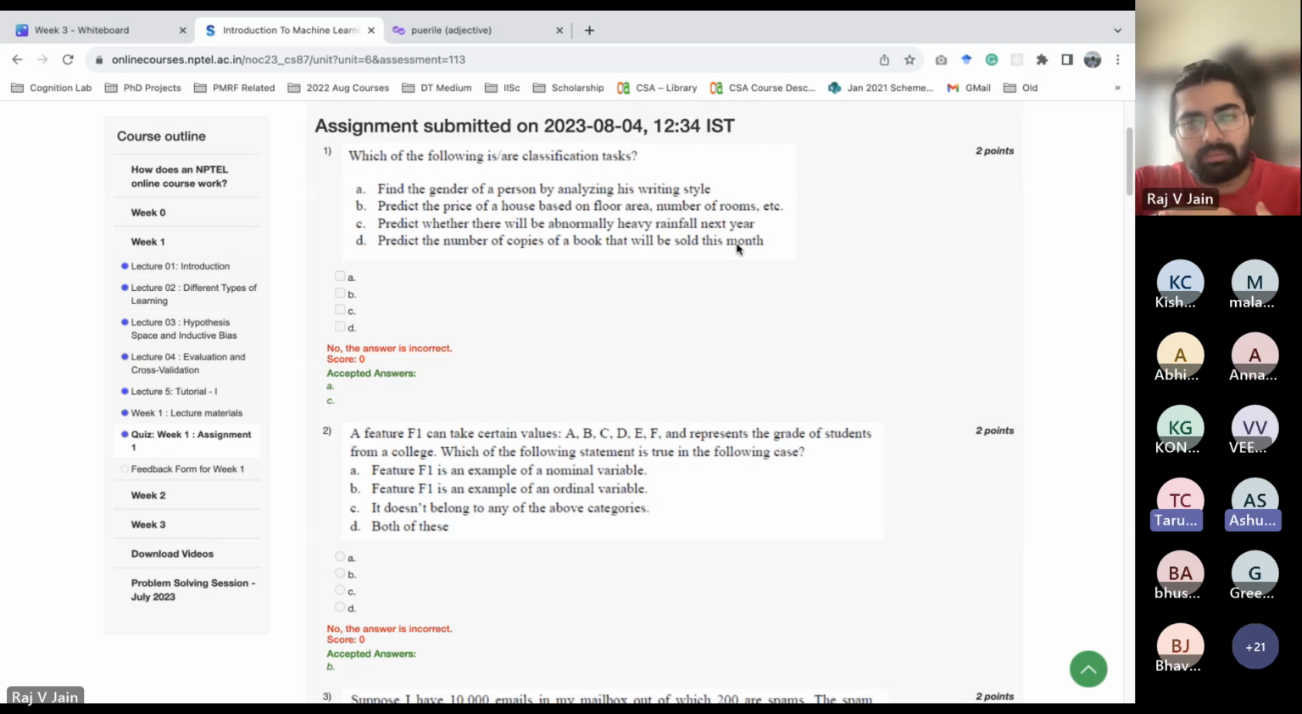So in first question, first A is okay. Find the gender of a person by writing style. We can classify whether male or female. Right. But in the C, we are predicting only. No, it is not classification. So we are predicting, all right, but what are we predicting though, according to you? So whether the heavy rainfall will happen next year or not. That's exactly the statement. Will happen or not. So it is just yes or no. So it's a classification task, right?